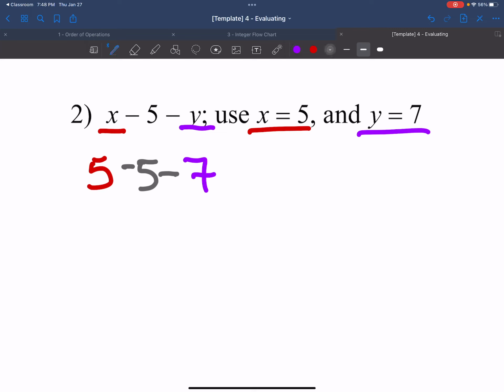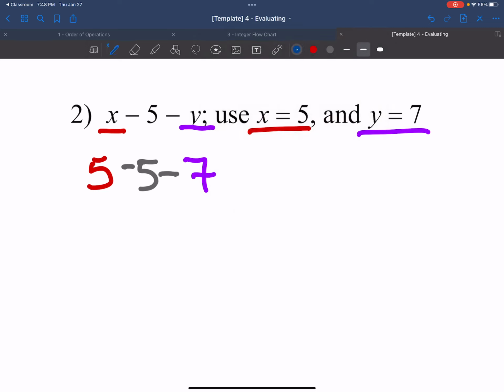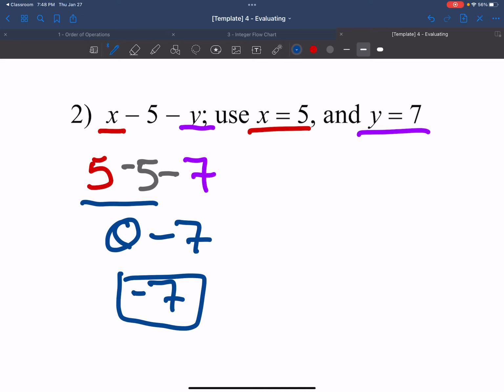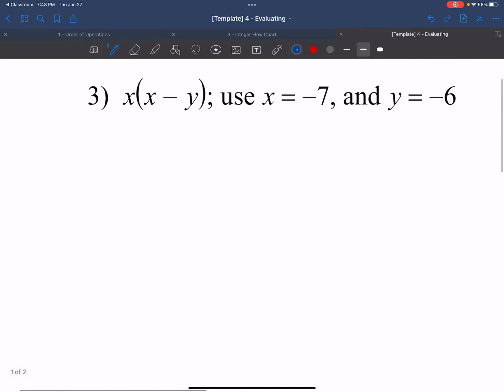So we have no more multiplying or dividing happening in here. We don't have any exponents. We don't have a parentheses. So we're going to do adding and subtraction, and we go left to right. So 5 minus 5 is 0. So we have 0 minus 7. And 0 minus 7 gives us a -7. The type of work that I show, you should also show. All right, let's look at 3.